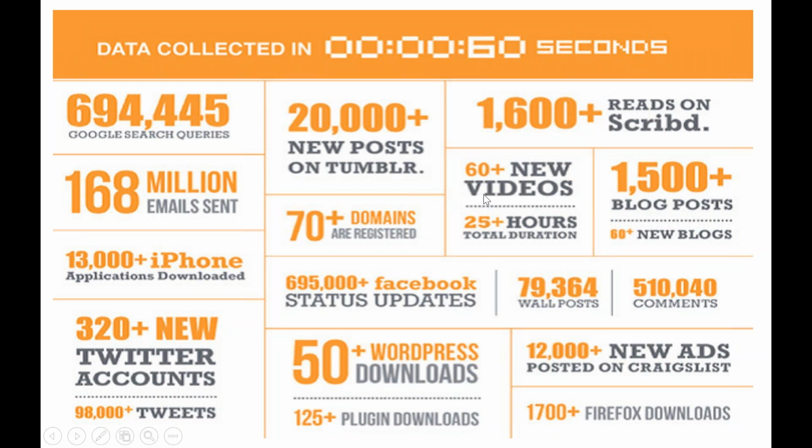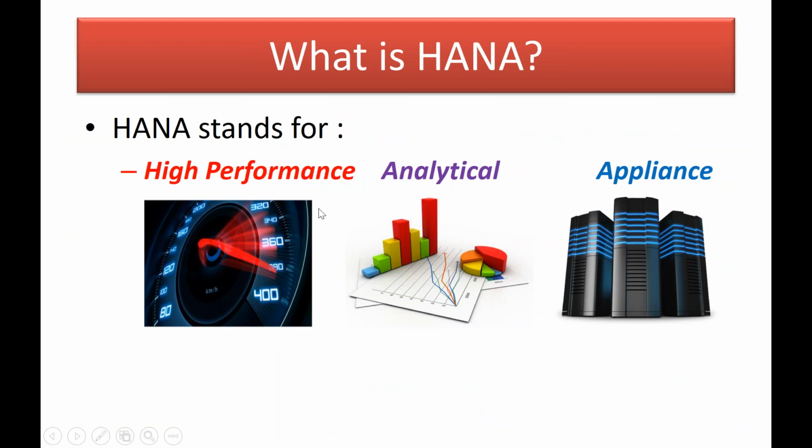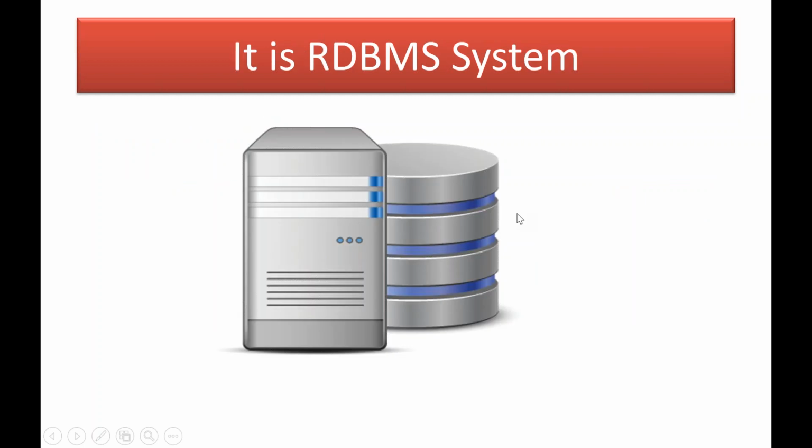So I'm just explaining to you how data exploitation is a big problem in the present generation for the major social media companies. This is exactly why they depend on high performance systems. This is exactly what HANA stands for. HANA stands for High Performance Analytical Appliance. So it provides you high performance. You can do analysis, and you can store in your appliance.